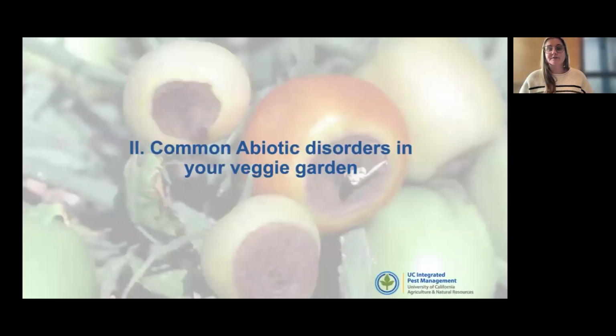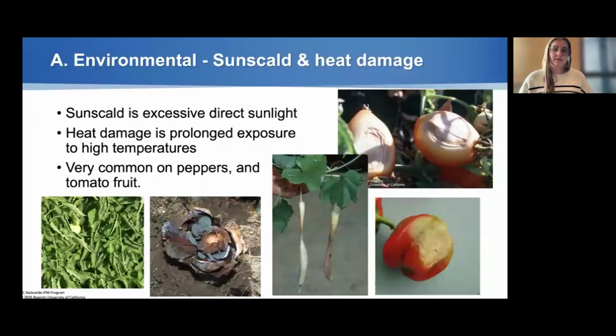So now I want to get into some common abiotic disorders that you might see in your veggie garden. So sun scald and heat damage are some of the most common disorders here in a sunny state of California. There's a specific difference between the two. Sun scald is when there's excessive direct exposure to sunlight. It generally will occur on leaves and fruit that are most exposed to the sun, and this may appear as bleached or browned lesions on those most exposed leaves and fruit.